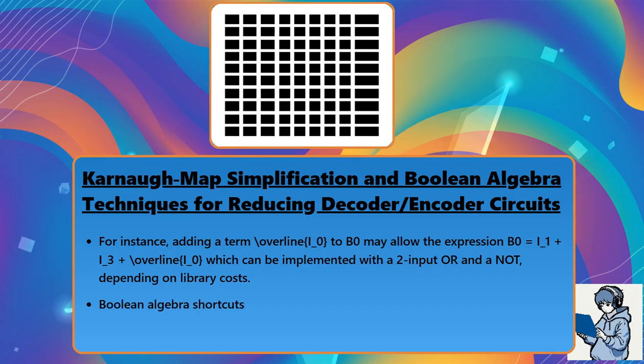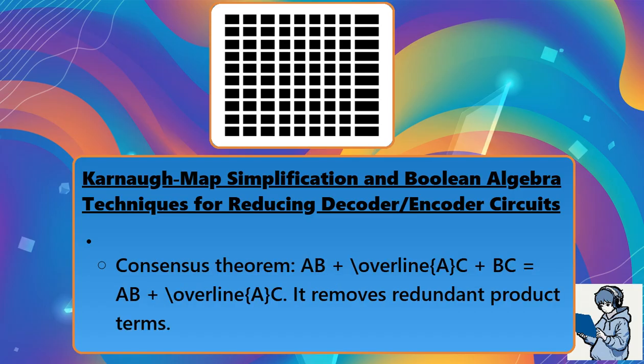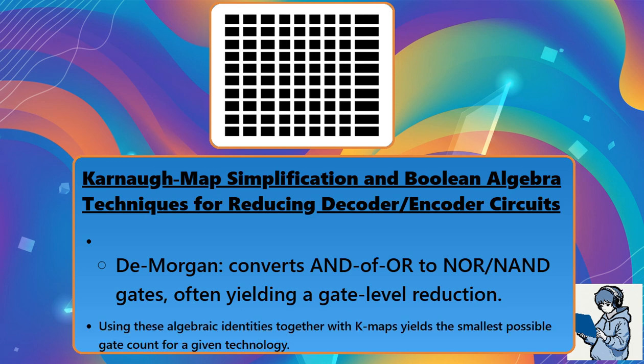Boolean algebra shortcuts. Factoring: AB plus AC equals A(B plus C). This is useful when an enable line multiplies many terms. Consensus theorem: AB plus not A C plus BC equals AB plus not A C. It removes redundant product terms. De Morgan converts AND of OR to NOR and NAND gates, often yielding a gate-level reduction. Using these algebraic identities together with K-maps yields the smallest possible gate count for a given technology.